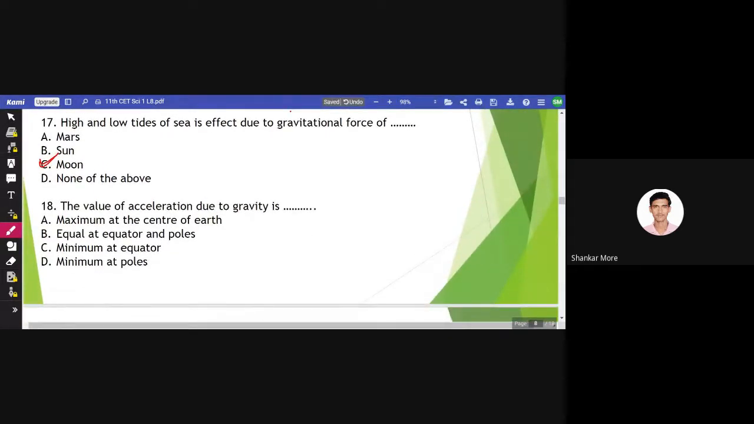18th question. The value of acceleration due to gravity is maximum at the center of the earth, equal at equator and poles, minimum at equator, minimum at poles. No, it should be minimum at the equator. We have just seen the explanation why it is so. We just saw an explanation, so where should the value be minimum? The minimum value should be at the equator. Alright, so let's go further. Minimum at equator, that is option C.